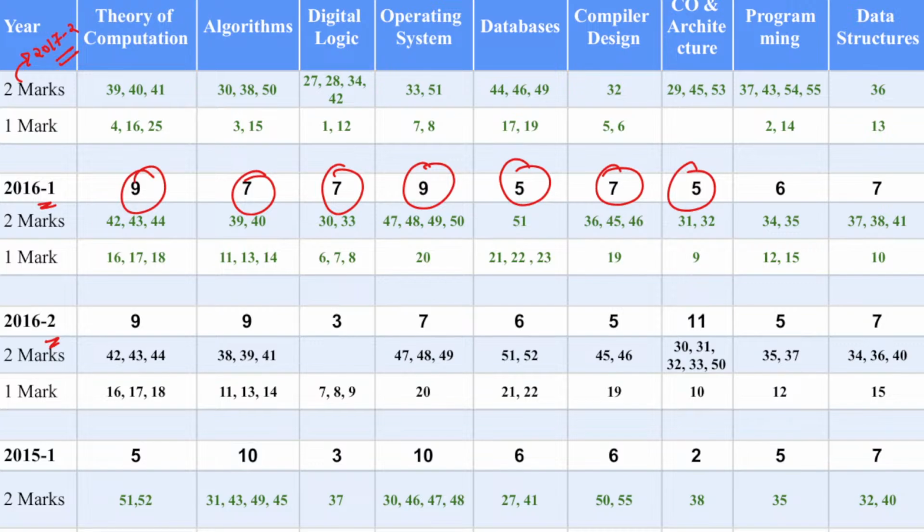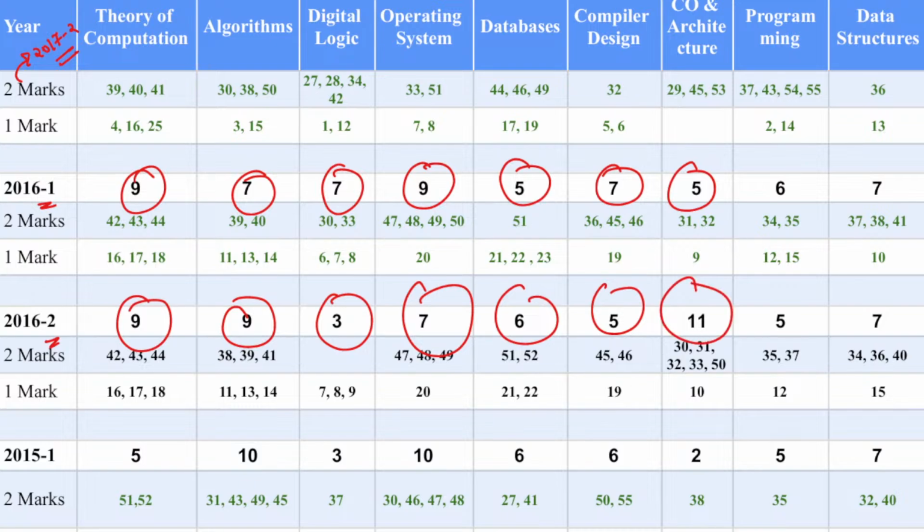Programming came for 6 marks, and the distribution of questions was equal. Data structures came for 7 marks. So 9 marks here for algorithm, 3, 7, 6, 5 and 11. COA came for 11 marks, and majorly questions came this time for 2 marks, you can see. If you prepare COA very nicely, it is actually a rank changing subject.